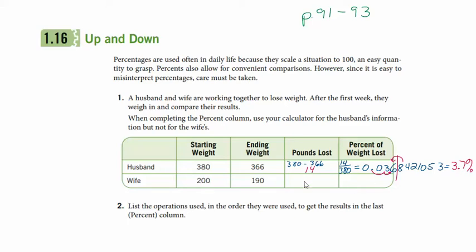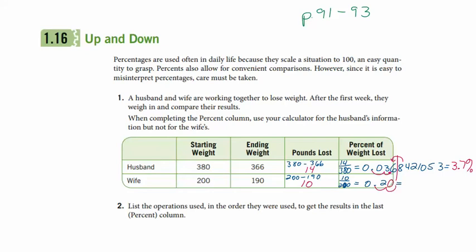All right, go ahead and pause the video and do the computations for the wife, and then start the video when you're done. All right, so you should have got that the wife lost 10 pounds, and then we take 10 divided by 200. That's a 200 right there. It kind of looks like something else. And you get 0.2 on your calculator. So to change this to a percent, remember we're still going to move the decimal 2 places. There's no digit here, so we put a 0.